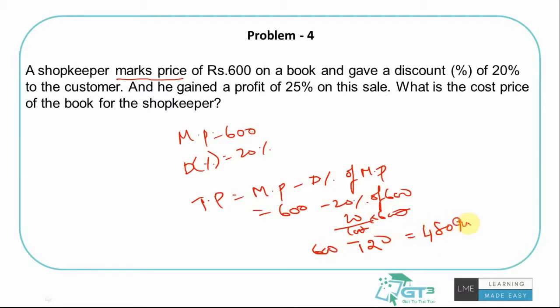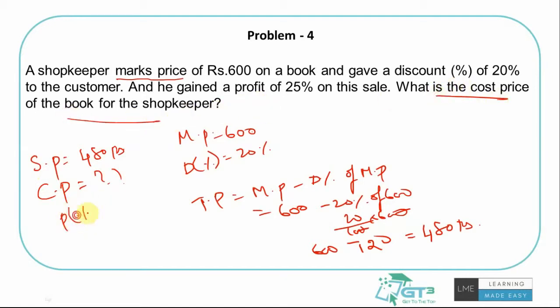That's 480 rupees. That's the price at which the transaction is happening. That means that's the selling price for the shopkeeper, right? Because the shopkeeper is selling the product at 480 rupees after giving the discount. What is the cost price? We don't know. They said what is the cost price of the book for the shopkeeper, and he gained a profit percentage of 25%, right?